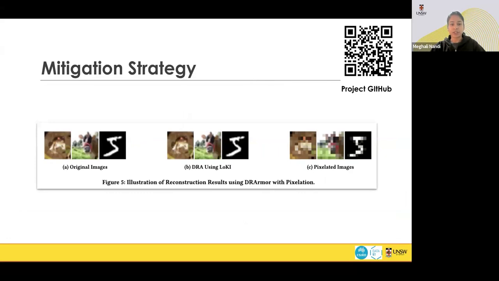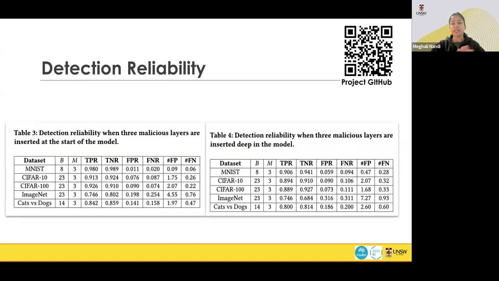Now, the mitigation strategy was adding noise. So we have used pixelation here. One of the results was pixelation, where this is the original images, this is the DRA using the LOKI paper, and this is the pixelated images. We are not able to understand what the images are. For detection reliability, we have found that the TPR and TNR across the 5 datasets that we have tested on are pretty good.